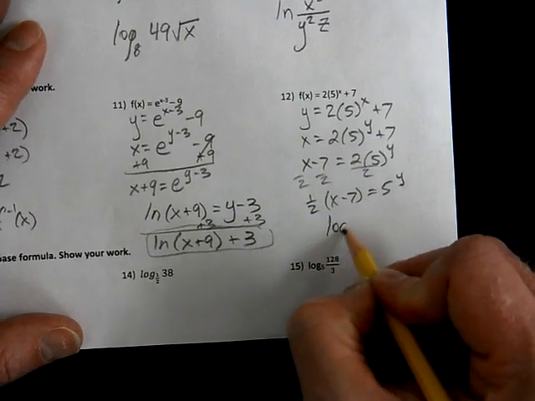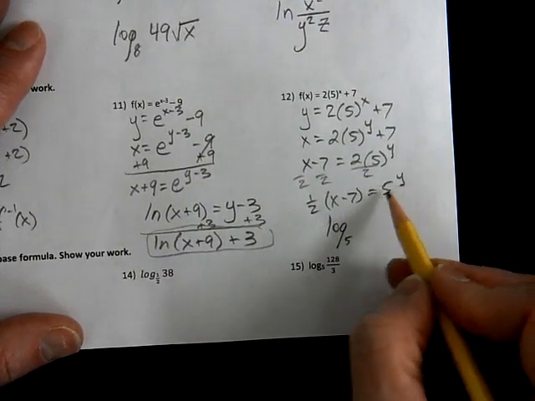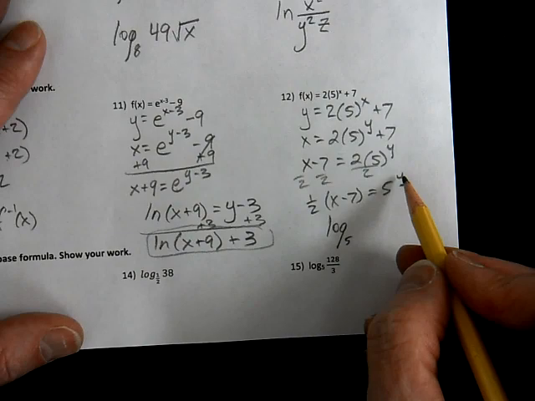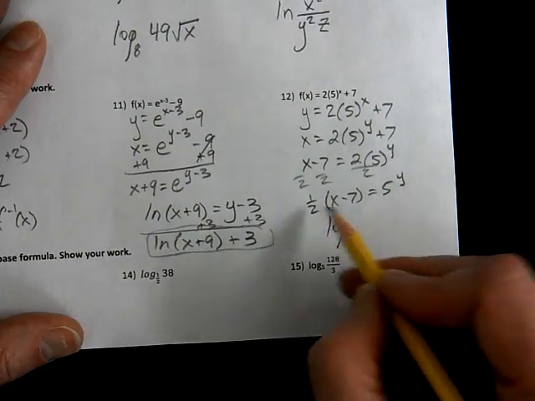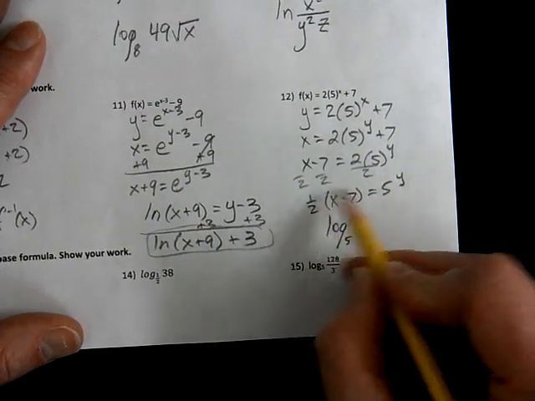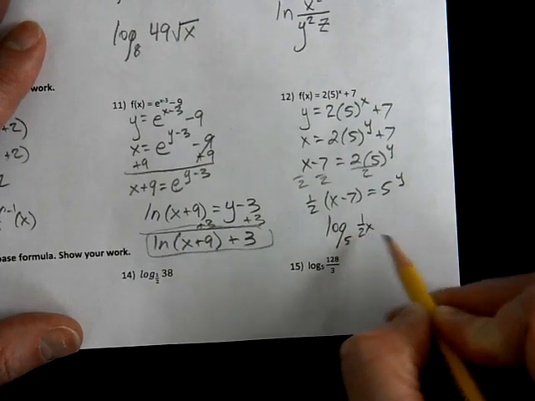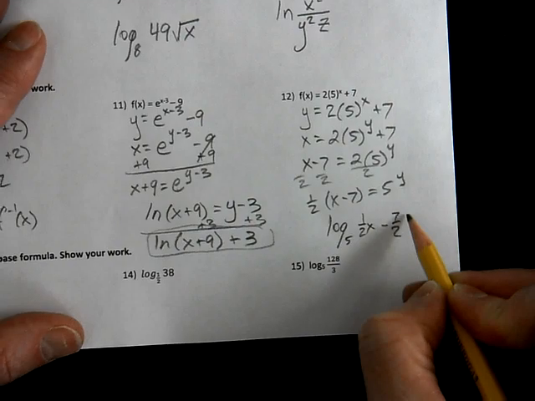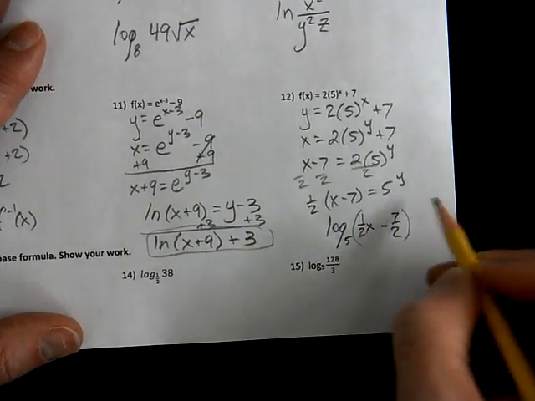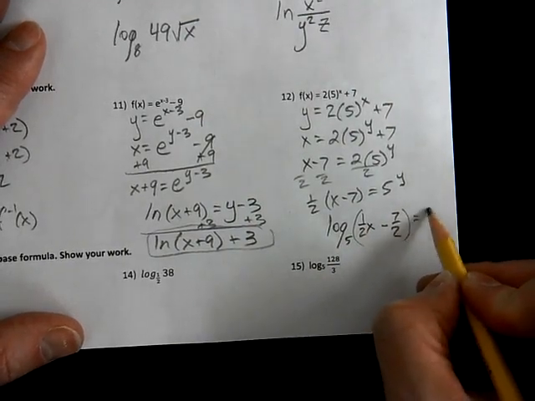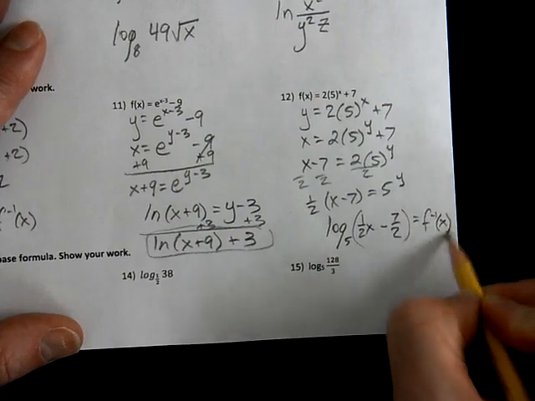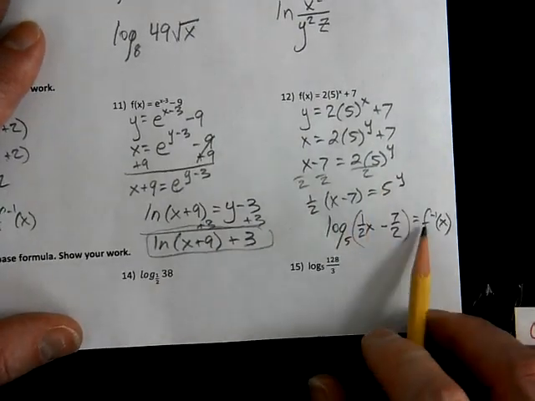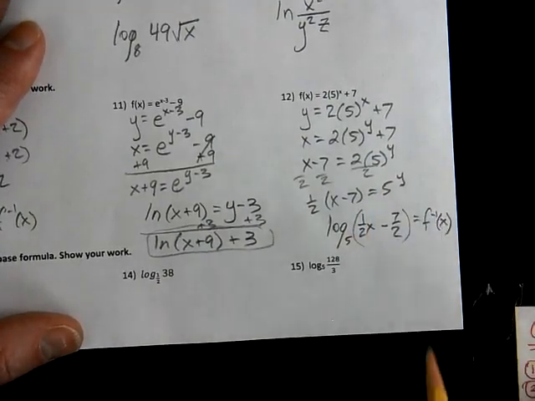Then we can call this log base 5, because this is an exponential, solving for an exponent. We could distribute this in here and call it half of the x minus half of the 7, equals y. It's better to write f inverse of x.